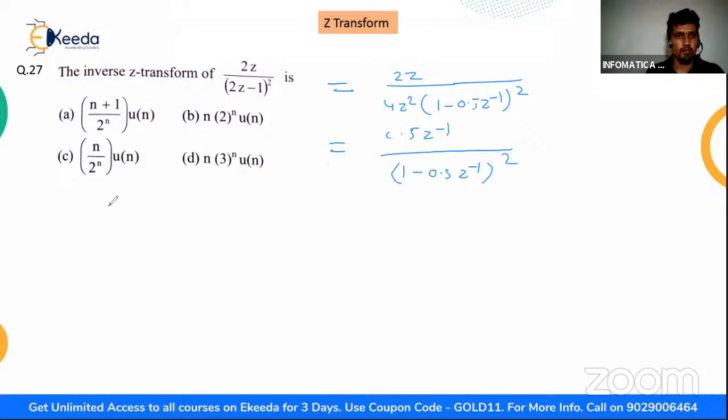So now we will use standard definition. Some standard Z transforms of standard signals, which we already know: a raised to the power n u[n] corresponds to 1 upon 1 minus a z inverse.